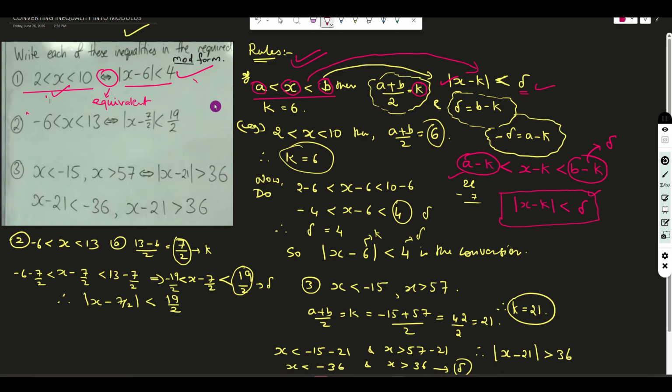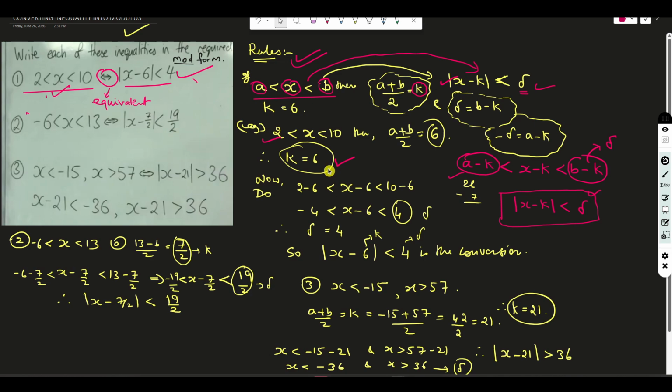Starting from here, this is the first example I am explaining to you. Now x is between 2 and 10. This is the inequality given to you. By step 1, you have to find the average of 2 and 10. The average of 2 and 10 will be 10 plus 2, 12, and 12 divided by 2 is 6. So you will get 6 as the average. That you take as the k value. So k you got is 6. That was step number 1.